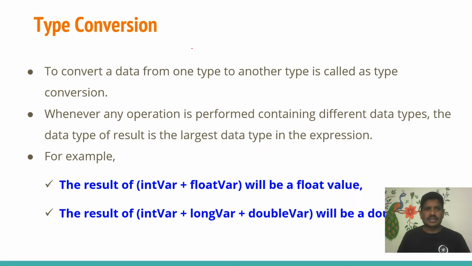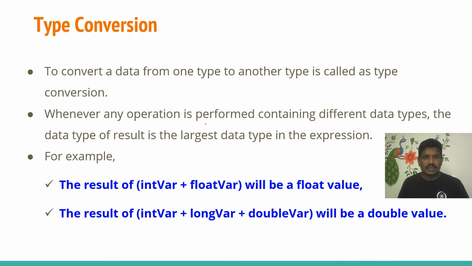What is type conversion? Converting data from one data type to another data type is called type conversion. It is required whenever you perform an operation that contains different data types. The data type of the result is the largest data type in the expression. For example, the expression consists of int plus float. Then what will be the result? The result will be a float value.